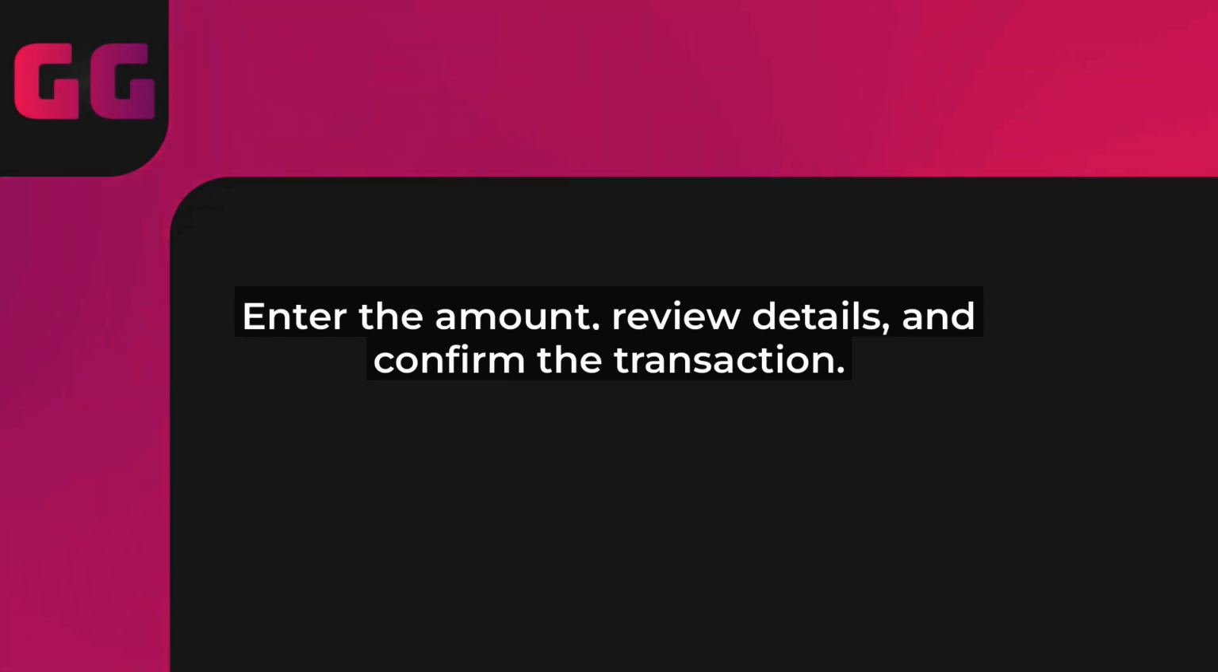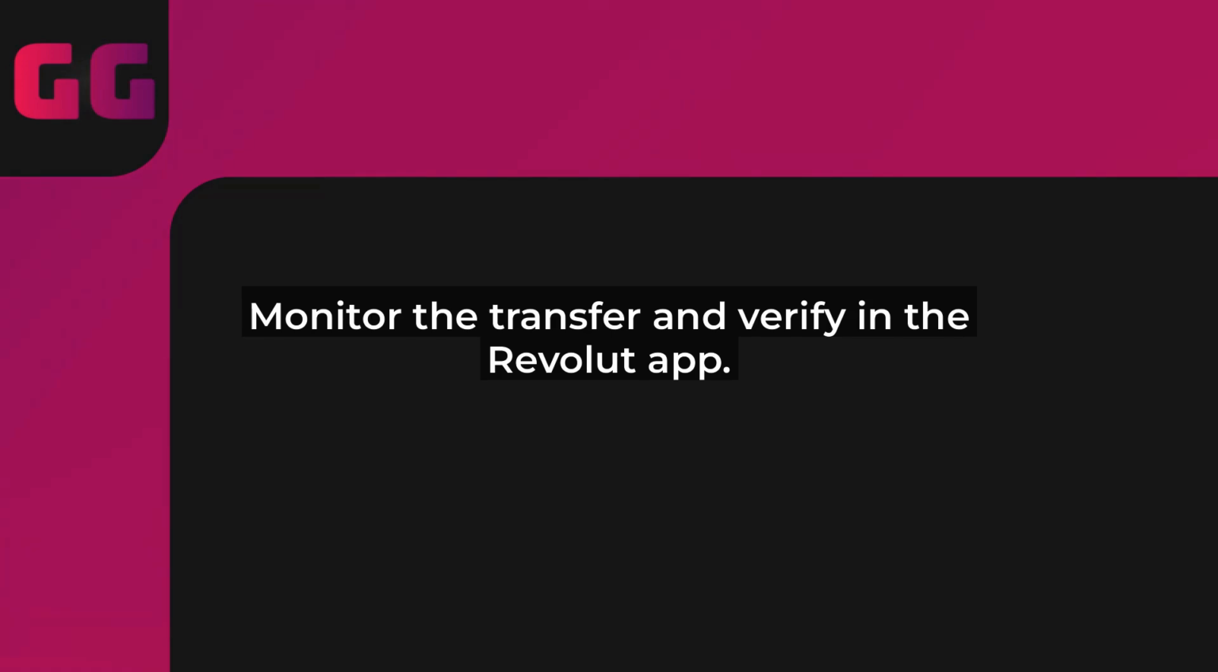Now, step 3. Wait for the transaction to process. In 2025, blockchain transfers are faster, but it could still take a few minutes to an hour depending on network congestion. Keep an eye on your Revolut app. Once it shows up, you're all set. Finally, verify the amount in your Revolut balance to make sure everything transferred correctly.